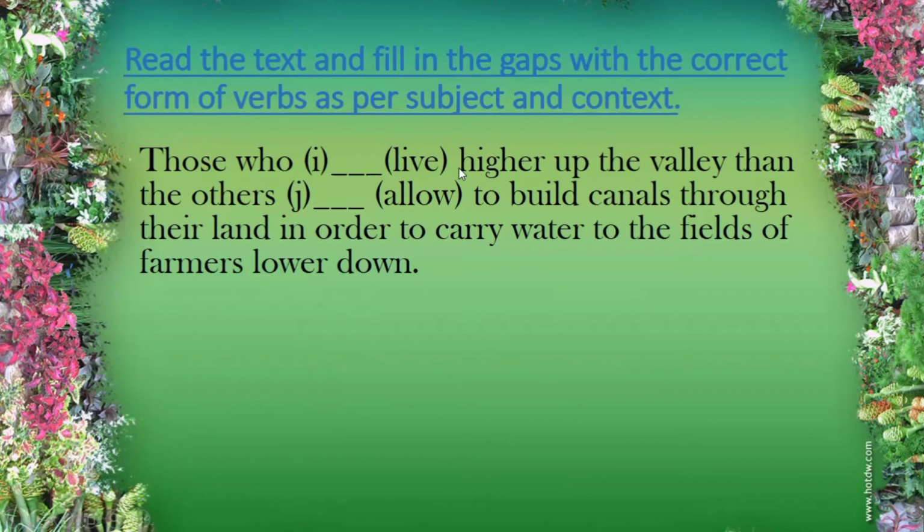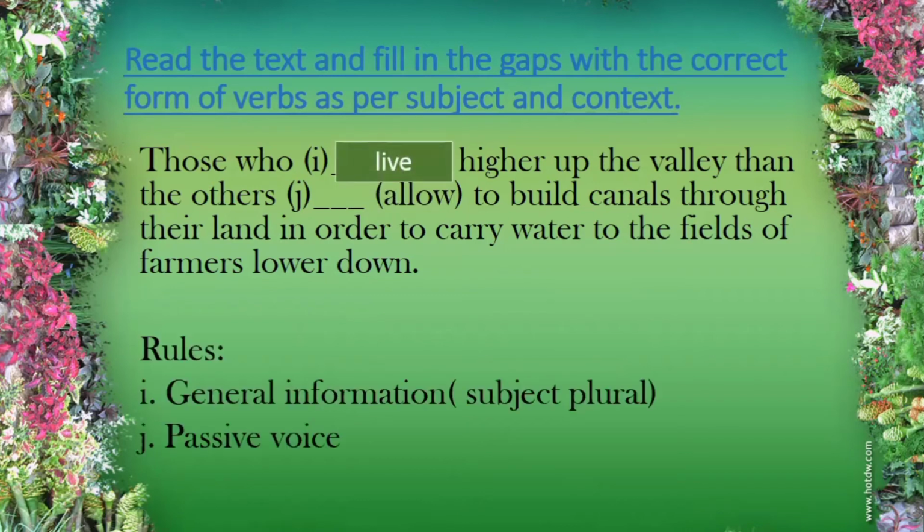So, those who live, the subject is who, and the action of living is possible to be done by the subject who. So, we should use an active voice here. People who live higher up the valley than others. As it is a statement, we are using the active voice. It's general information and the subject is plural. That's why we have used live.